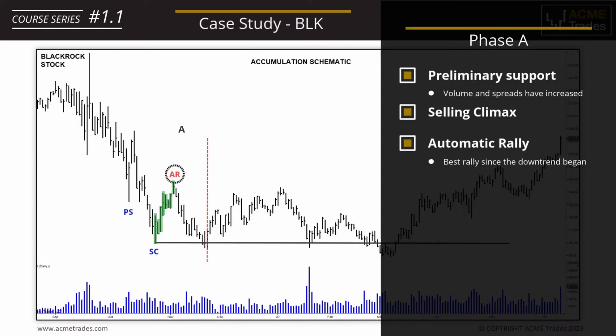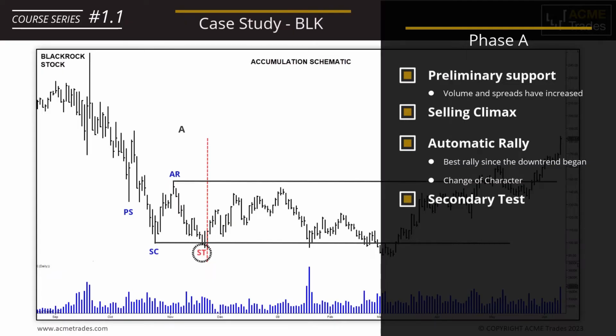And the AR, the automatic rally in this case, would be labelled another Wyckoff term known as a change of character. And we will discuss this and use it in the next video. But let's keep things for now to the basics. From the automatic rally, there is a deep secondary test that actually breaks the lows of the selling climax, yet is met with good buying. Note the spread over here. Note the volume. There's an attempt to hold here.